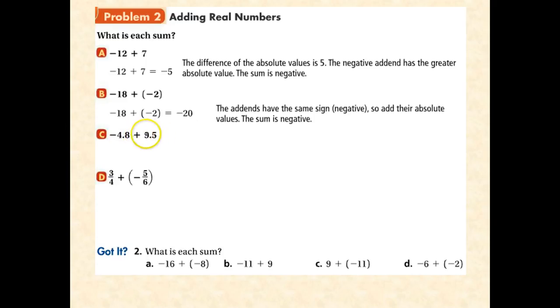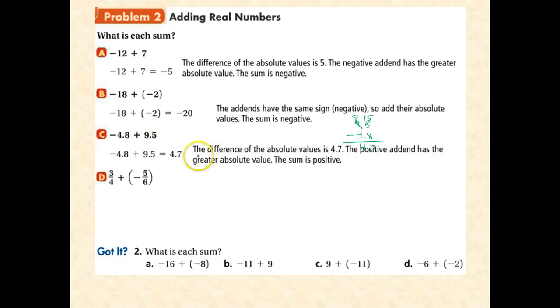Negative 4.8 plus 9.5. These are opposite signs, so I'm going to subtract the two numbers, the absolute values. So I'm going to do 9.5 minus 4.8. I'm going to have to borrow. 15 minus 8 is 7. 8 minus 4 is 4. So it's 4.7. And the bigger number was positive, so positive 4.7. Booyah!